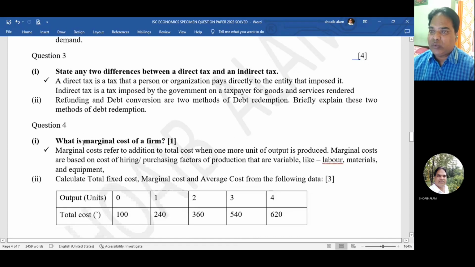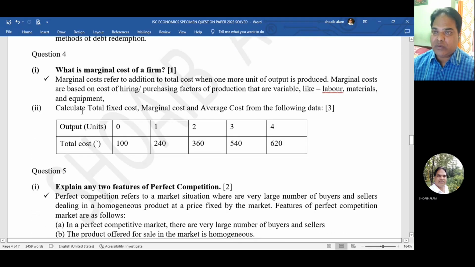State any two differences between a direct tax and an indirect tax. So direct tax is a tax that a person or organization pays directly to the entity that imposed it. And indirect tax is a tax imposed by the government on a taxpayer for goods and services rendered.